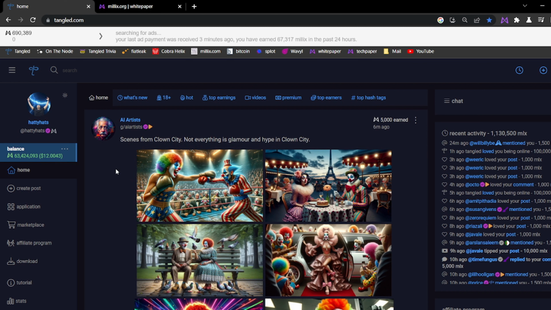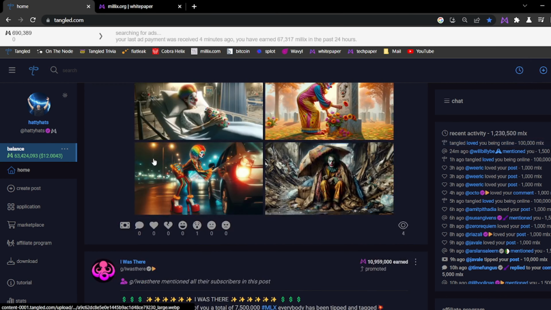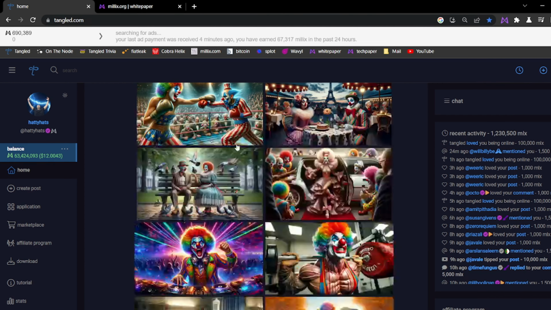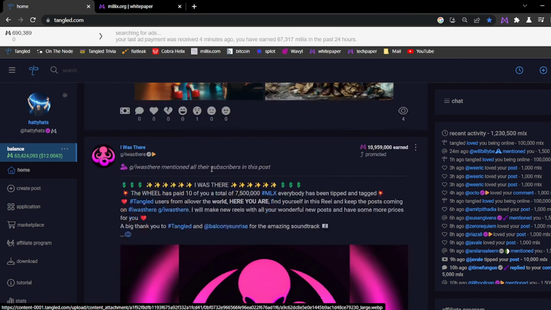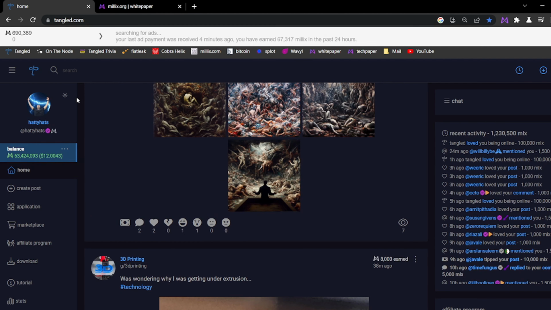At the moment when you're using Tangled, you earn 100,000 Millix every 15 minutes for using the Tangled browser while using the social aspect of Tangled. So yeah, you earn from interacting, you earn from posting, you earn from just being on the platform. And not only that, you can earn from blogging from a platform called On The Node.